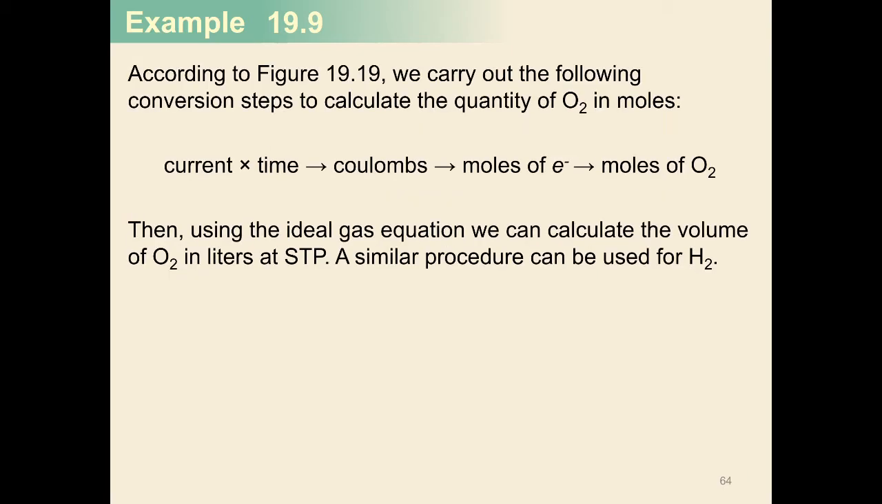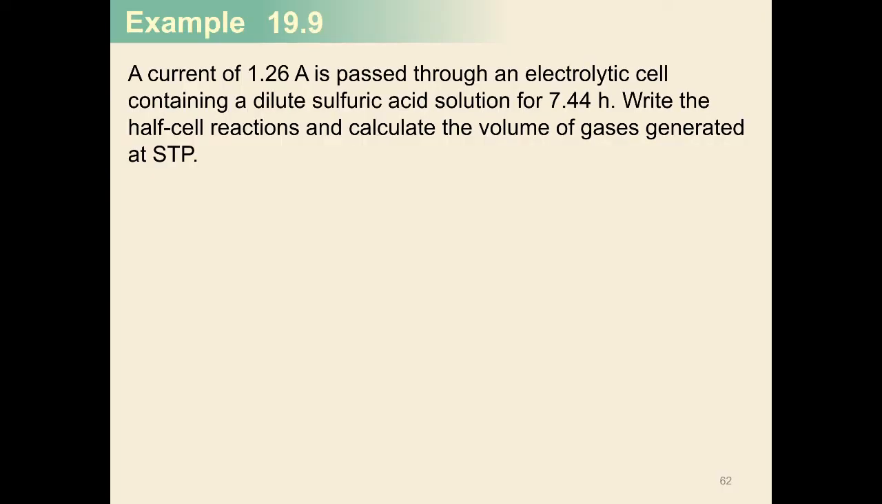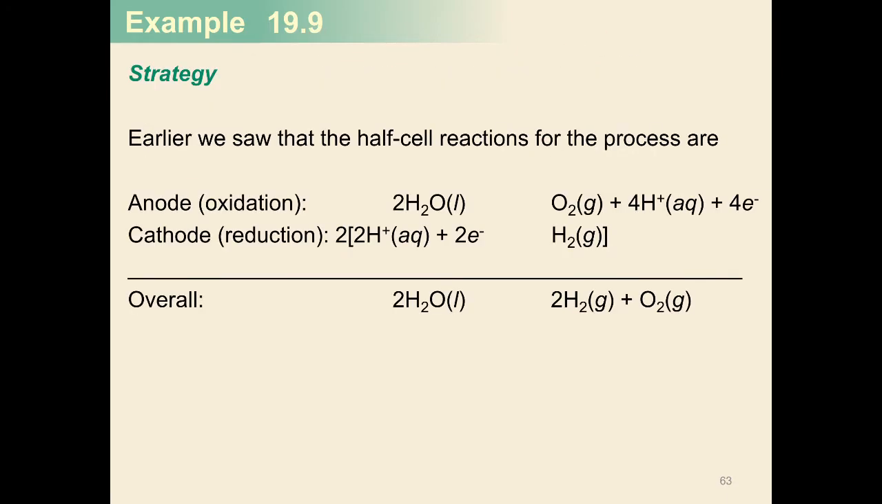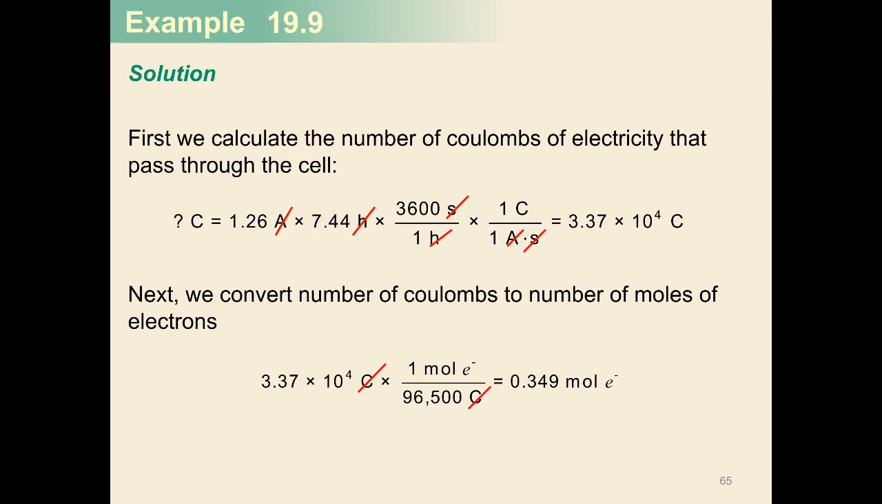Now here is how you calculate it. We are given the current from the problem. We have a current of 1.86 ampere going on for 7.44 hours. So that means the charge will be, how much charge is that? You have a current of 1.86 times 7.44 hours, but remember, the unit of coulomb is basically amperes times seconds. So you need to convert it to seconds. You have 3,600 seconds per hour. So you have 3.37 times 10 to the 4th coulomb. So that's the amount of charge that we have.